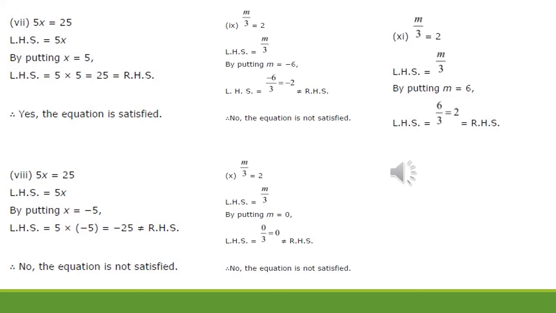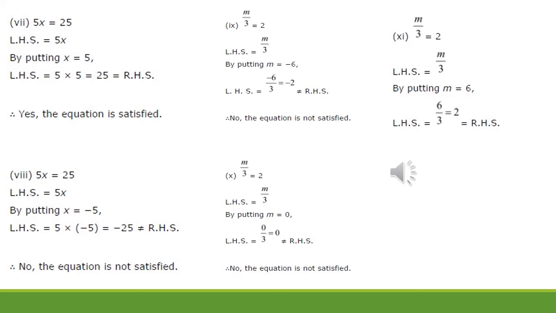Part 7, 5x is equal to 25. Here LHS is equal to 5x. The value given for x is 5. So 5x will be 5 into 5, that is 25. So LHS and RHS both are equal. So the equation is satisfied.